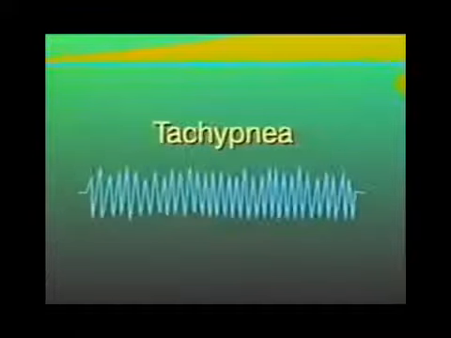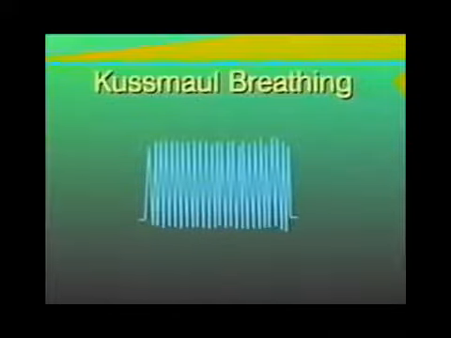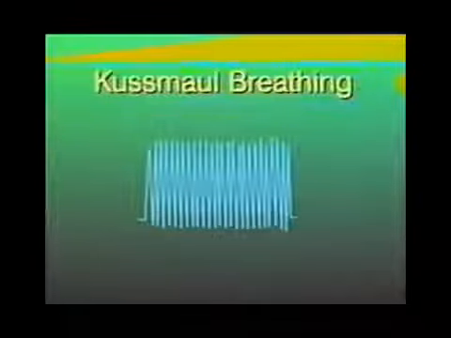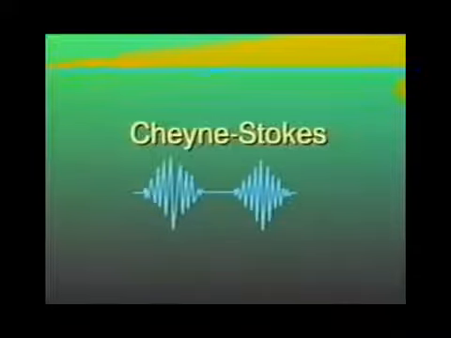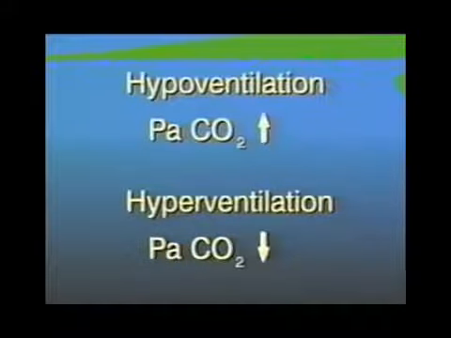Bradypnea is a rate less than 10 breaths per minute. Tachypnea, a rate greater than 20 breaths per minute. Kussmaul breathing, a constant pattern of rapid and deep respiration seen in metabolic acidosis. And Cheyne-Stokes breathing, a progressive increase and decrease in tidal volume, followed by a period of apnea and a repeat of this pattern. Apneic periods are usually the same length and should be timed.